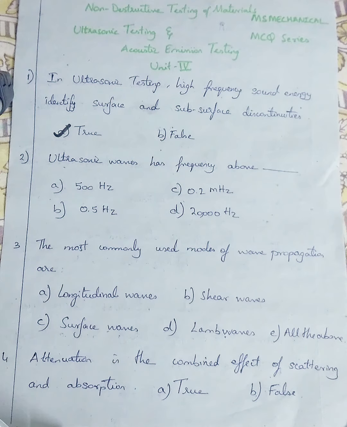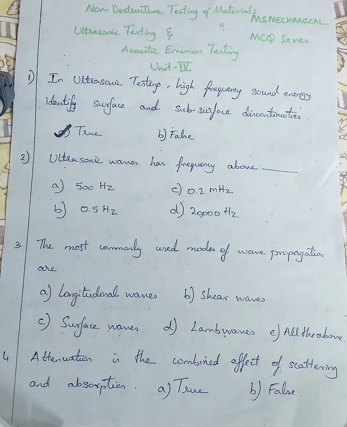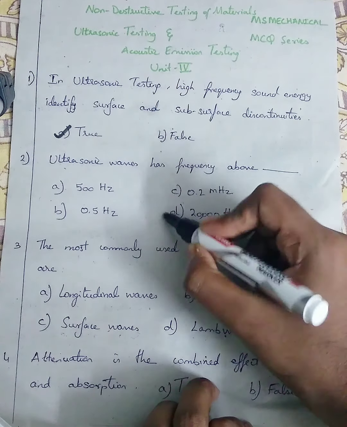Question number 2. Ultrasonic waves have a frequency above. Option A is given as 500 Hz, option B as 0.5 Hz, option C as 0.2 millihertz, and option D as 20,000 Hz. I told you we will be using high frequency sound energy. In this, high frequency is obviously 20,000 Hz, and we will be using 20,000 Hz and above. So I am going with option D, 20,000 Hz.